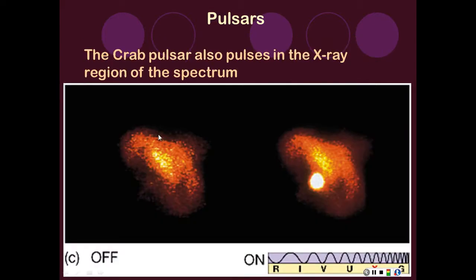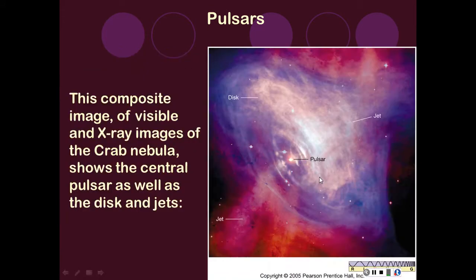Here we've got the same thing, but now we're looking at it in the X-rays. So this was an image taken from a space telescope. It's in X-rays, and you can see it's switched off, it's switched on. And this is showing you a composite of all of that, so there seems to be a very complex structure associated with this tiny little neutron star that's spinning around.